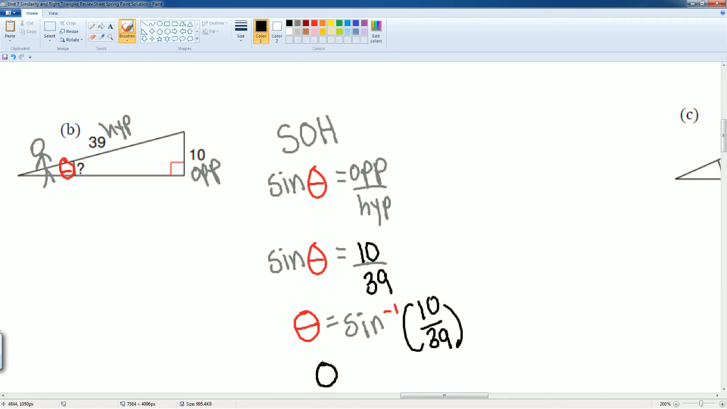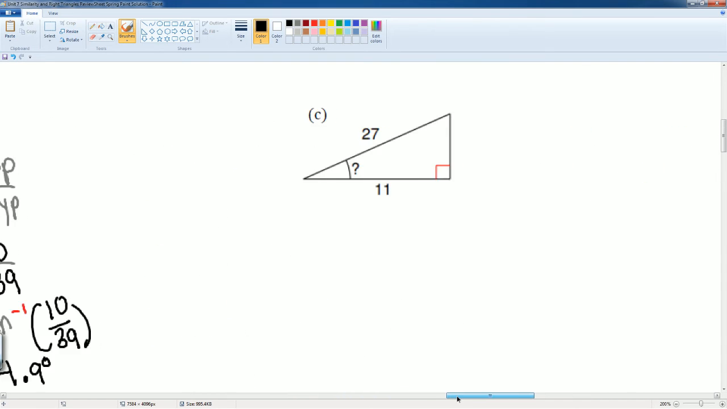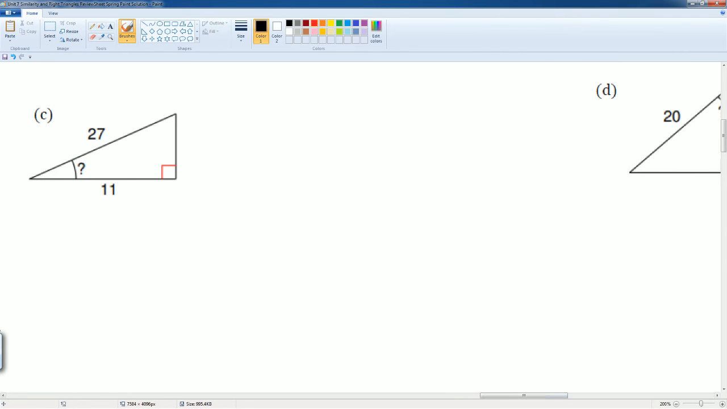So theta is 14.9 degrees. Let's do C. We're just trying to solve for this angle theta here. This is where we draw our person. We now label information. 11 is your adjacent, 27, which is your opposite. No, sorry, not adjacent and opposite. It's adjacent and this is your hypotenuse. So this is your adjacent and hypotenuse.